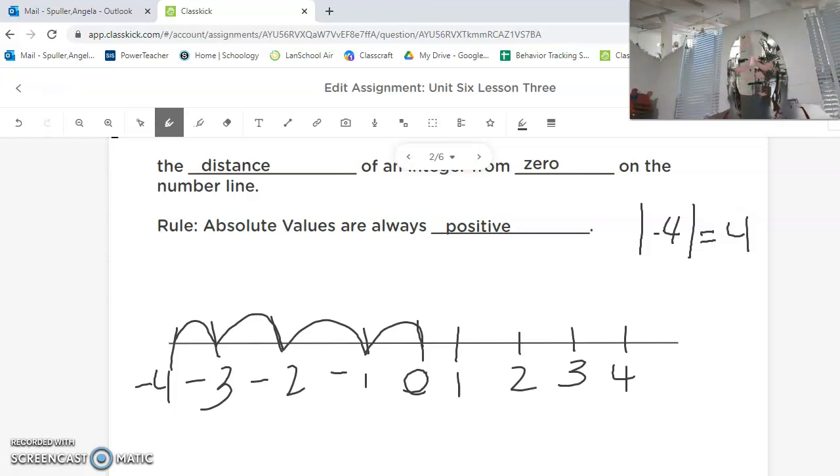We're doing the same amount of jumps. No matter which direction we're going, we're still going 4. So that is why it's always positive, because you are doing the jumps. You're not taking the jumps away. You're doing the jumps. So we have to always have a positive.